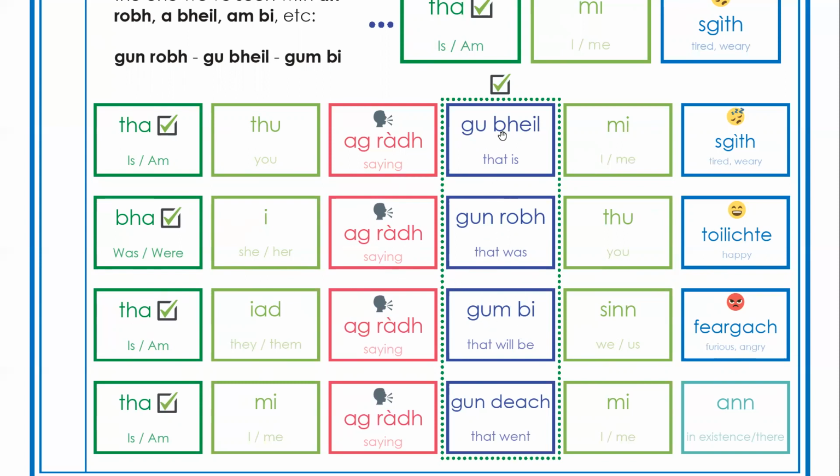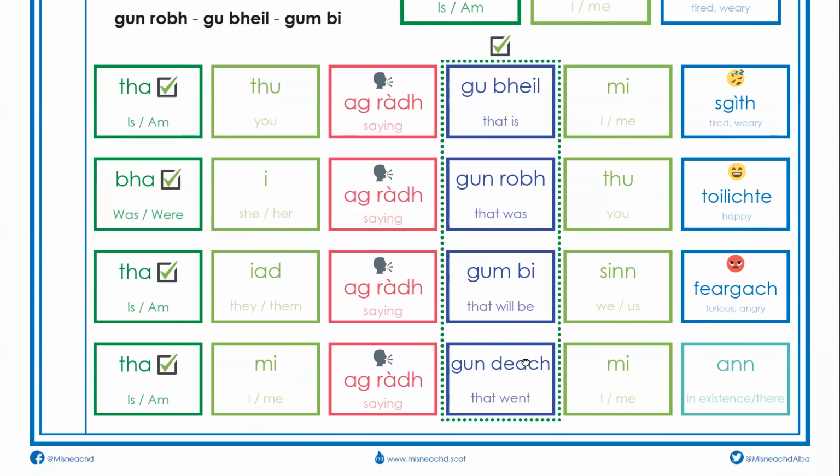So these second parts, this would have been tha mi sgìth, and it's become gun bheil mi sgìth. This would have been bha thu toilichte, you were happy, and it's become gun robh thu toilichte. This would have been bidh sinn feargach, and it's become gun bi sinn feargach. This same rule applies to all verbs.